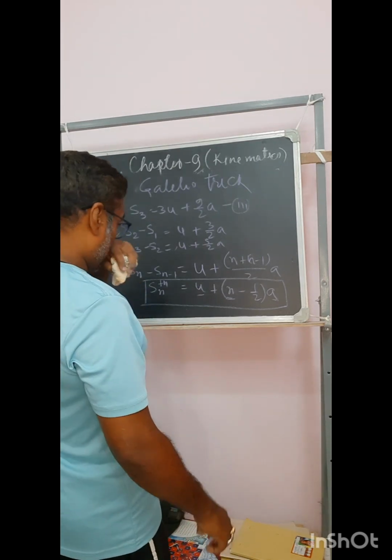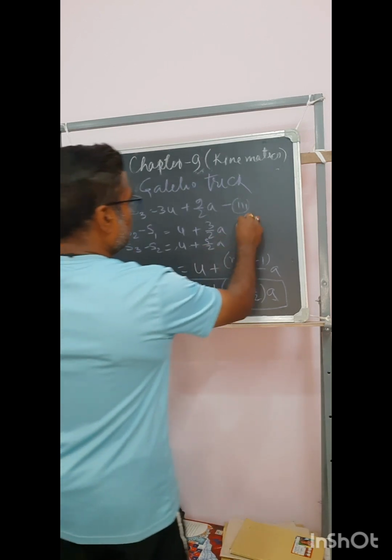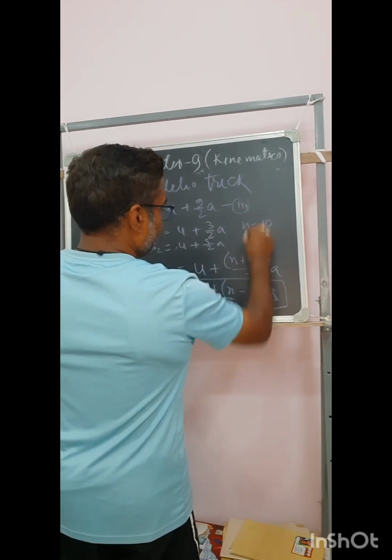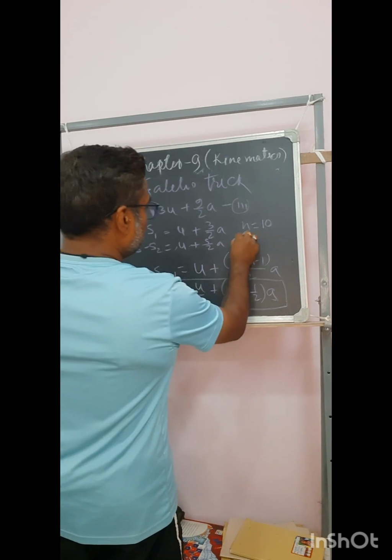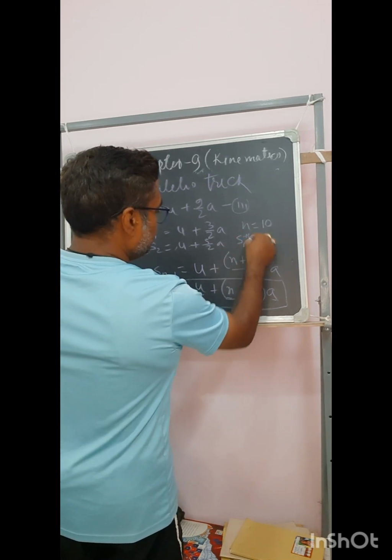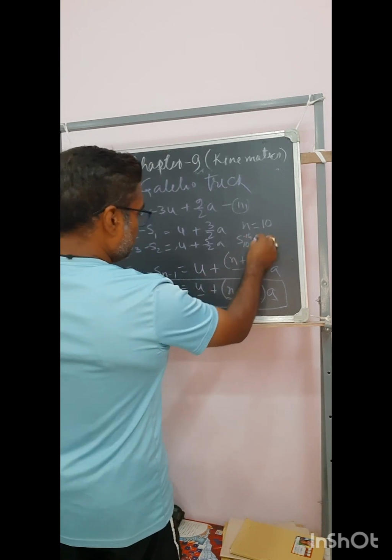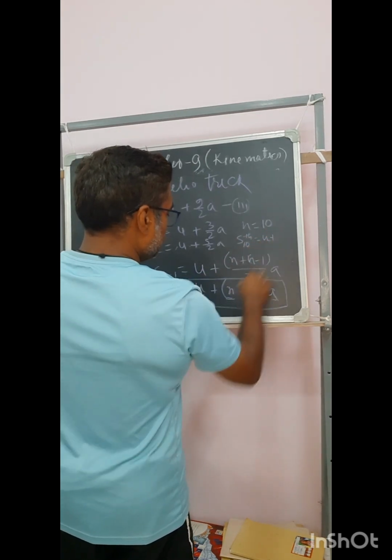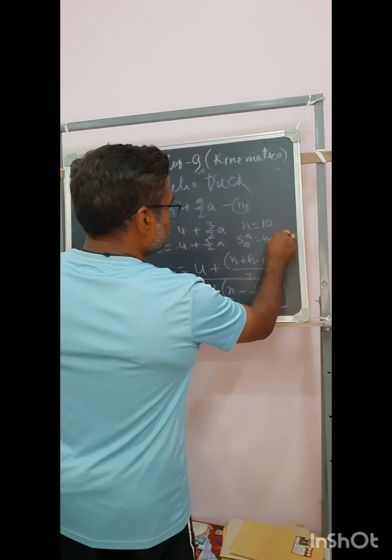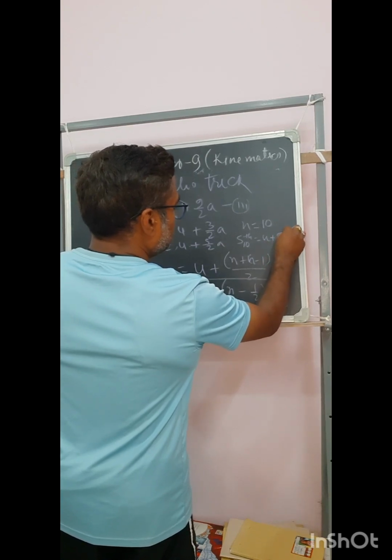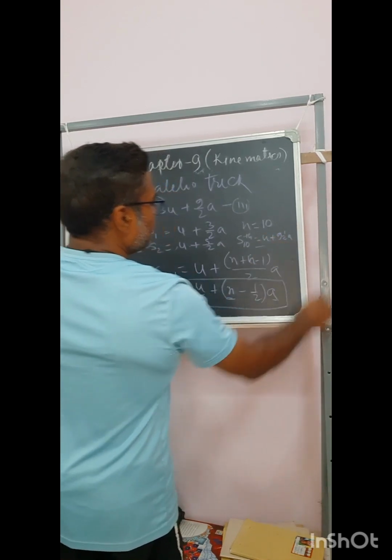So if I say that n is equal to, let's say, 10, I can calculate for the 10th second, I can consider t in seconds. This will be u plus 10 minus half, that means 9 and a half a.